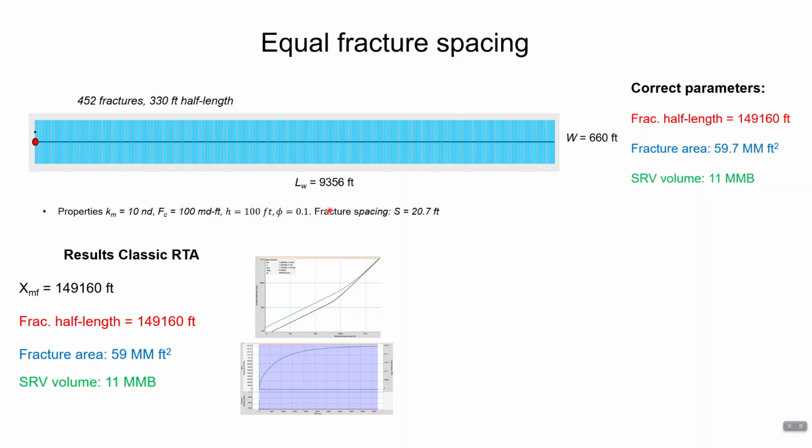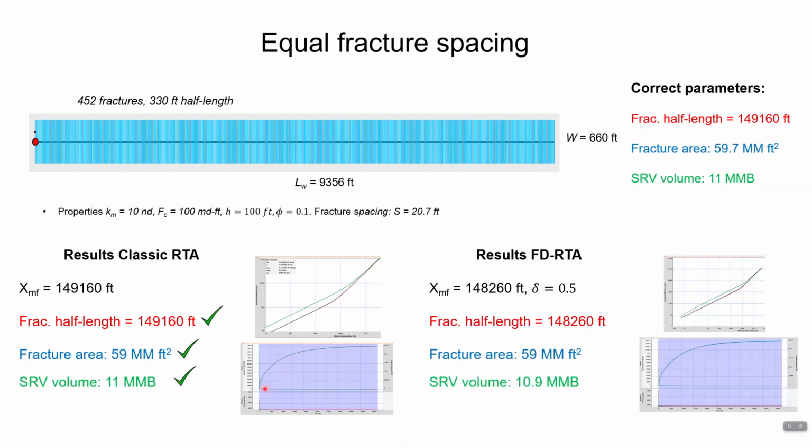So I took the simulated data, applied the classic RTA method, and these are the results that I get, which are correct. I'm able to match this log-log diagnostic plot, that is the plot to use instead of the square root of time plot. And then I am able to match history very, very well. If I analyze the same data with the fractional dimension RTA, or FD-RTA, I obtain the exact same results. Well, not exactly the same, but I obtain correct results.